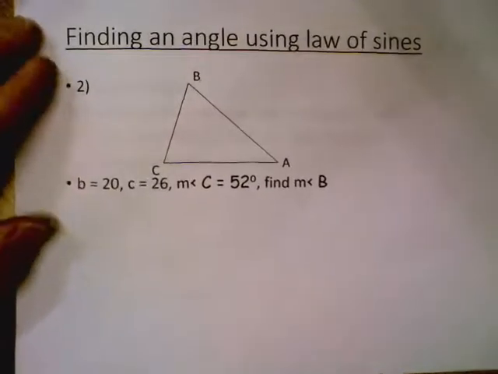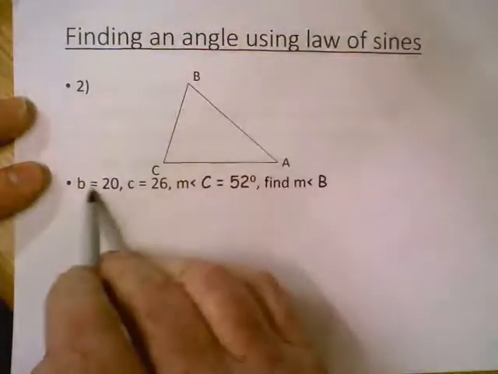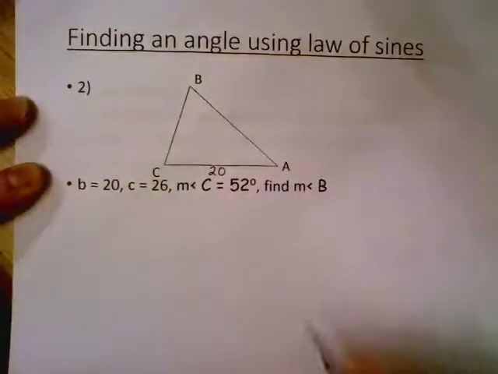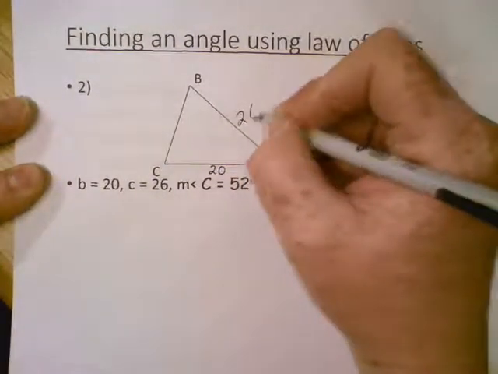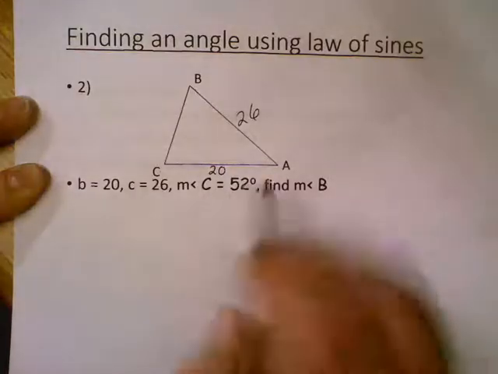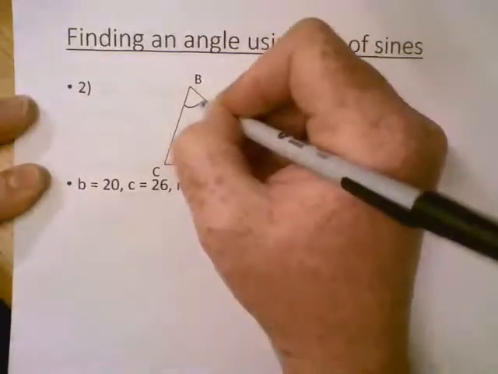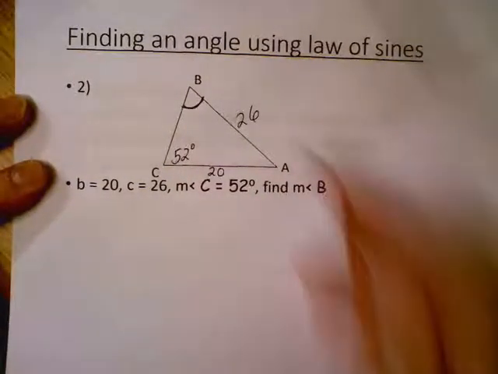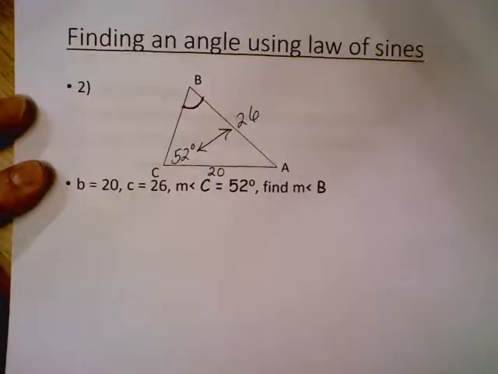Now we'll find an angle using the law of sines. Same idea. Let's label our triangle. Little b is across from big B, so that's going to be down here. That's 20. Little c is across from big C. That's going to be over here, so that's 26. Angle C is 52 degrees. Put it in there. We're looking for angle B, so I'm just going to mark it so I know that's what I'm trying to find. We're using law of sines because we have a side and an angle that are across from each other.